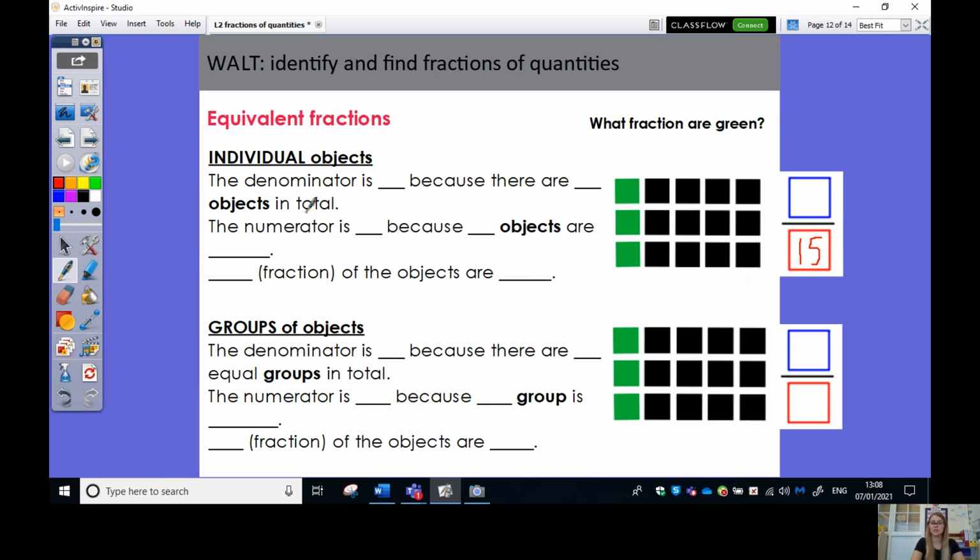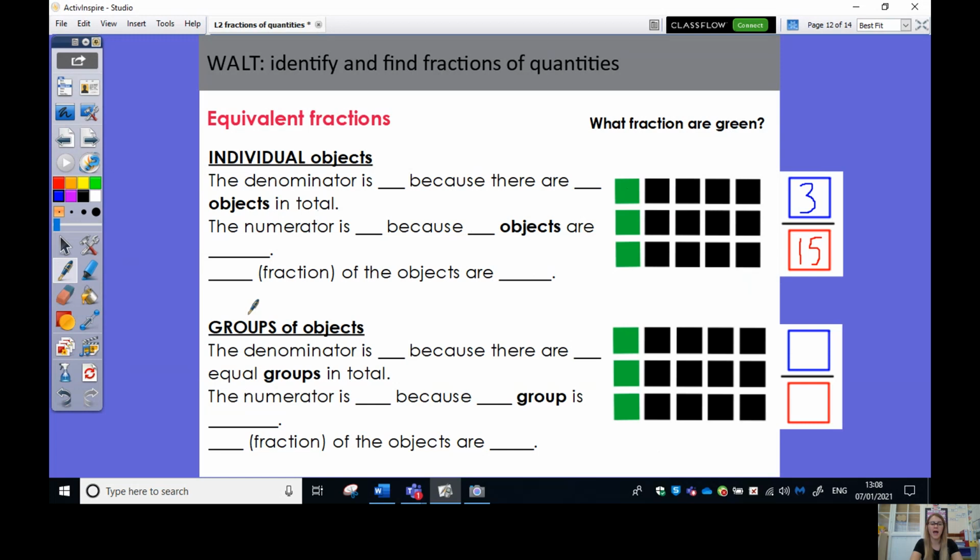Fantastic. So next I need to look at the numerator. This time I need to look at how many are green, because I'm looking for how many are green in my question. 1, 2, 3, because 3 of the objects are green. So 3 out of 15 of the objects are green.